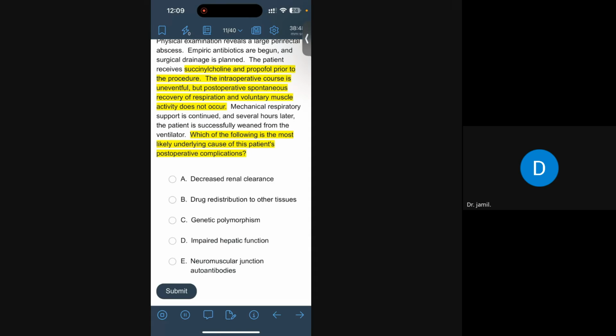So it is a very specific complication of succinylcholine. In some people, the pseudocholinesterase enzyme, which is responsible for the removal of succinylcholine, is a little bit deficient. Due to that deficiency, you will see a longer action time of succinylcholine. That's why the patient takes longer than normal people.